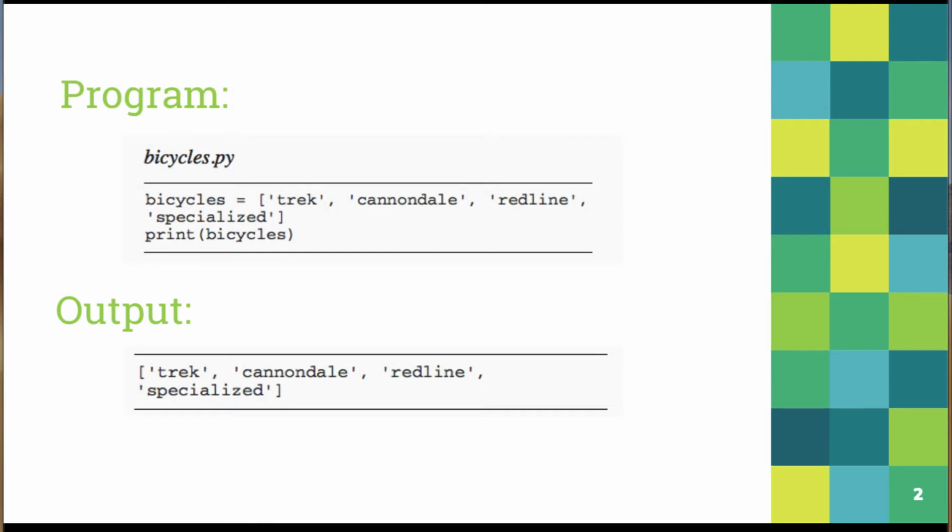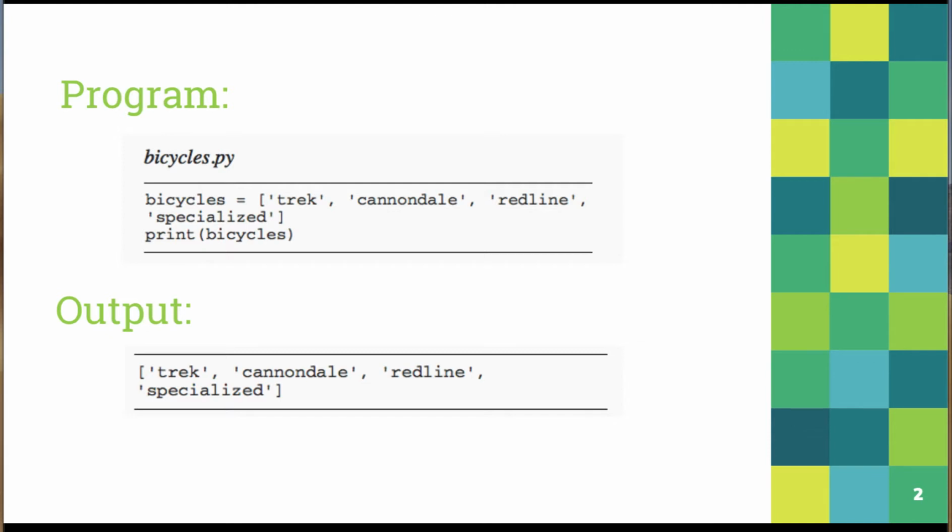Here's an example of a list. Notice in Python, you use square brackets to indicate a list. Individual elements in the list are separated by commas. This list contains a series of strings, so they are surrounded by apostrophes or single quotes. This one contains a few types of bicycles.